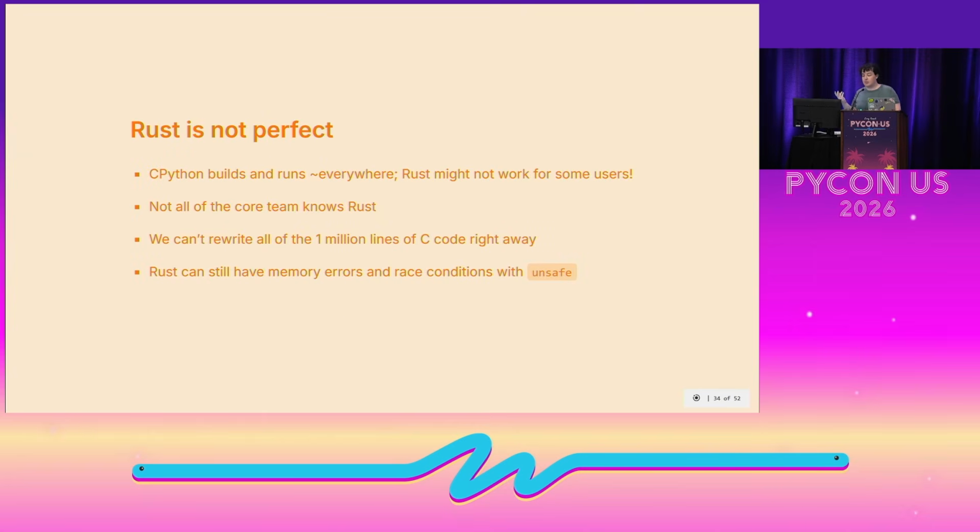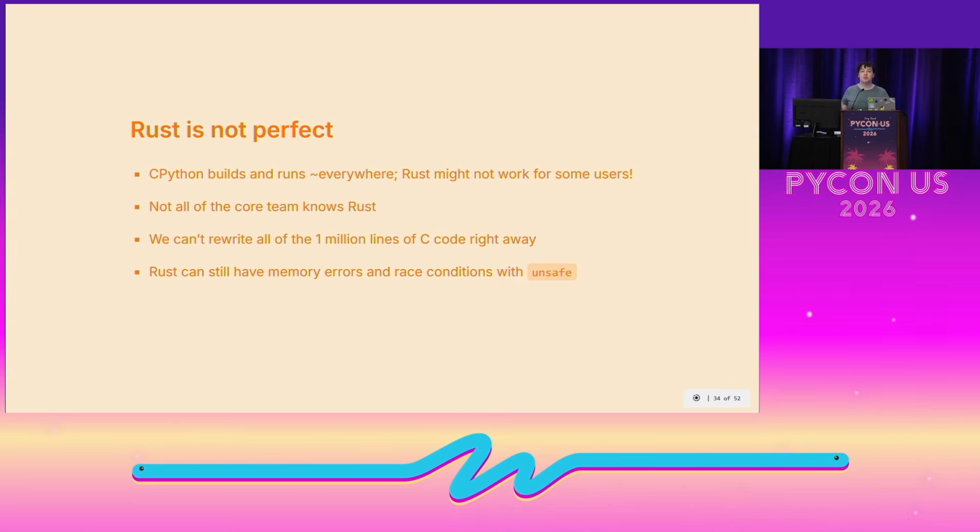Rust is, however, not perfect. Nothing is. Python runs pretty much everywhere that's vaguely Unixy and Windows and a bunch of other platforms, WebAssembly, things like that. And it's possible that there are users that Rust does not work for. And part of the adoption of Rust would involve finding out who those users are and if we can make things work for them.